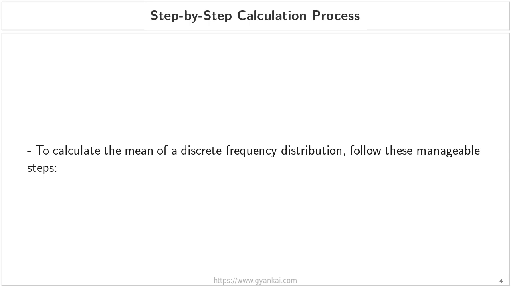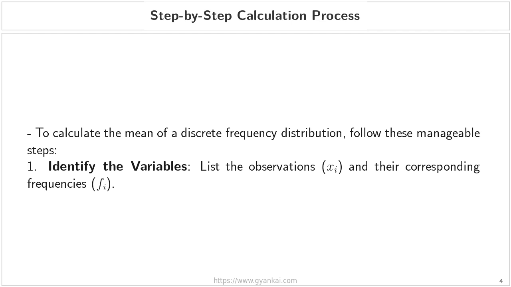Finally, you simply apply the formula. Take that total sum of products we found in step 3 and divide it by the total frequency we found in step 4. This final calculation will give you your mean, which we represent as x bar. In the next few slides, we are going to walk through a real-world example involving football goals to see these 5 steps in action.